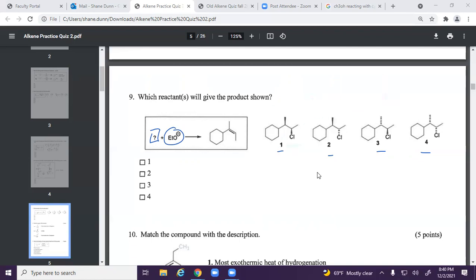cis, right? 1 and 4 are going to be cis. They're cis. And these right here are trans.